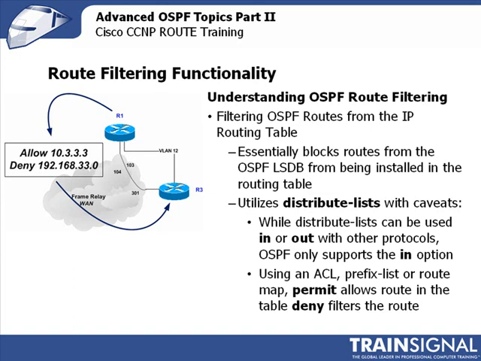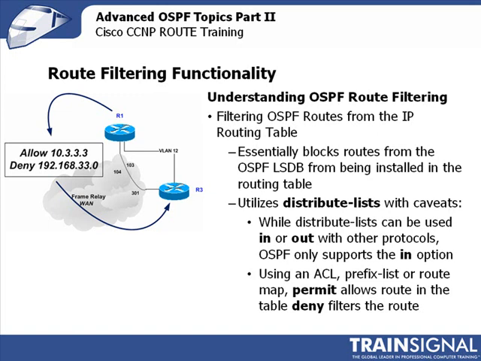Another way filtering can be done is preventing routes from even being installed in the IP routing table. What is essentially done here is that it blocks routes from the link state database from being installed in the IP routing table. They'll still be in the link state database, but they won't be in the general IP routing table. It utilizes distribute list commands. Now, distribute lists by their nature can have an in or out direction, but in OSPF it only supports the in option, and that's because it's coming into the IP routing table from the link state database.